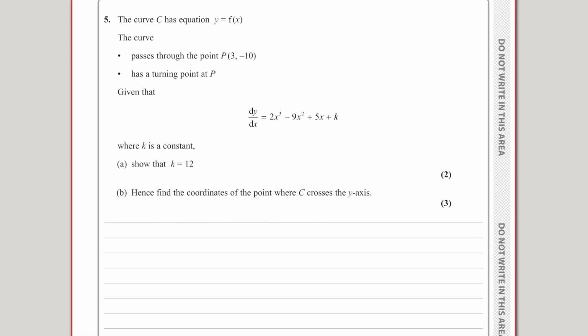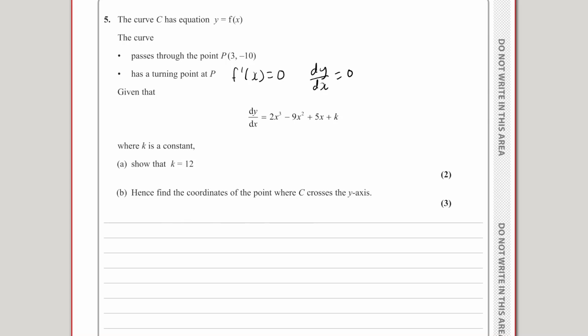Question 5. The curve C has equation y equals f of x. The curve passes through the point P at (3, -10). Has a turning point at P. So the gradient is 0. dy/dx equals 0. Given that dy/dx is this, where k is a constant, show that k equals 12.